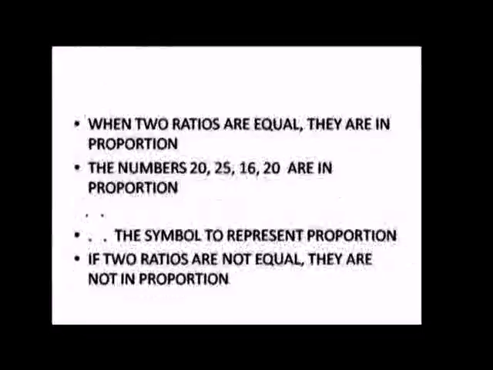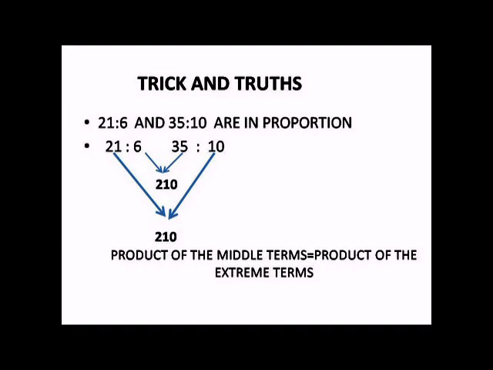Now we can use another trick to find proportionality. For example, 21:6 and 35:10, check whether they are in proportion. So you arrange the numbers as given, 21:6, 35:10. You take the middle terms product. The middle terms are 6 into 35, which is 210, and similarly the extreme terms, 21 into 10, is equal to 210. The product of the middle terms and the product of the extreme terms are equal. So if these products are equal, we can say that these two ratios are in proportion.